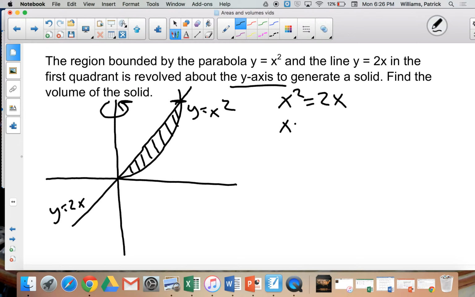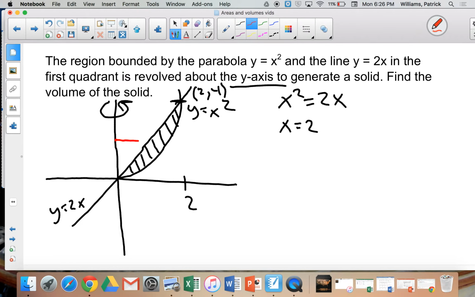So if we do this, we get x is equal to 2, so we know that value is equal to 2. Then if we square it, we know this point is going to be (2, 4), so that 4 gives us our upper limit of integration in y. And now all we got to do is find our inner and outer radii.